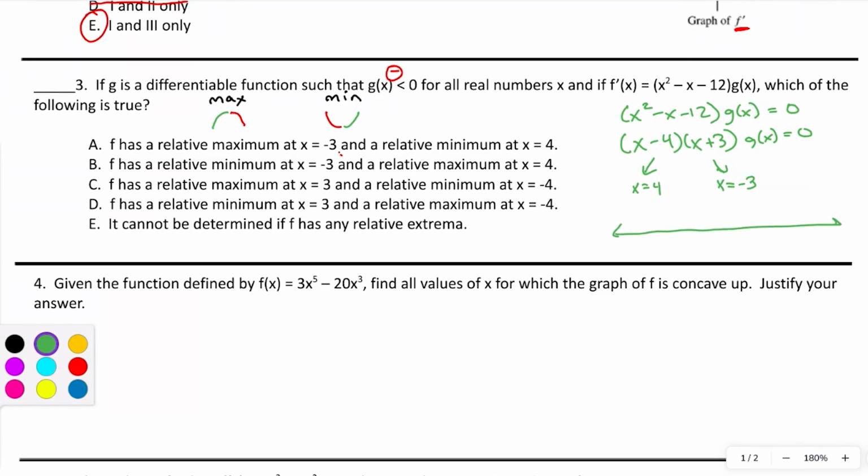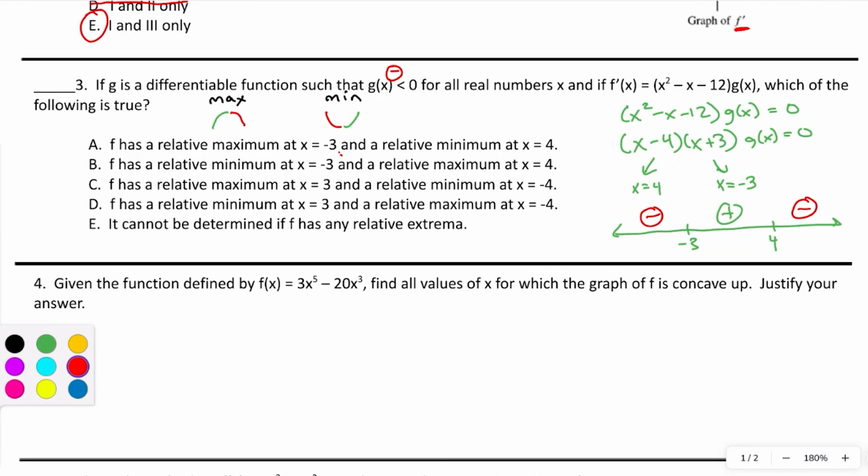I'm going to create a little number line chart here, put -3 and 4, and I'm looking for those sign changes. If I input a number like -10, I'm going to get a negative times a negative times another negative, which is negative. Then between -3 and 4, I can pick a number like 0, which would result in a negative times a positive times a negative, which would be positive. Remember, g of x is always negative. Then if I plug in a number like 10, I'd have a positive times a negative, which is negative.